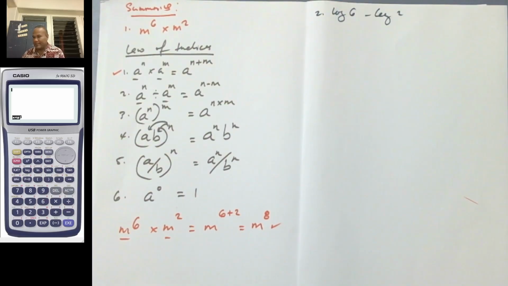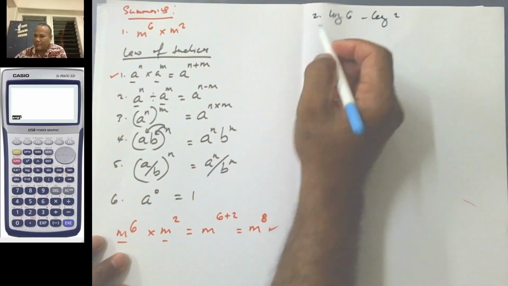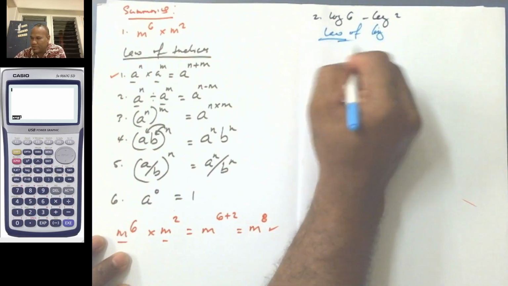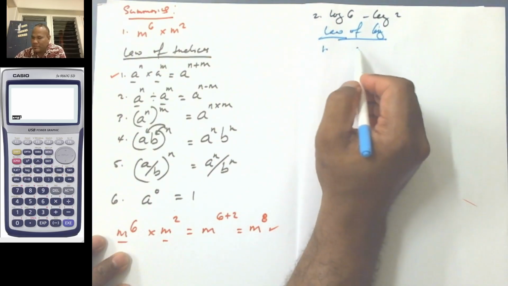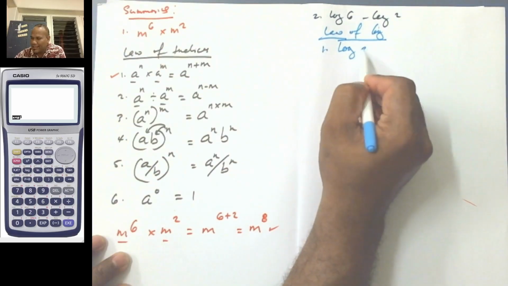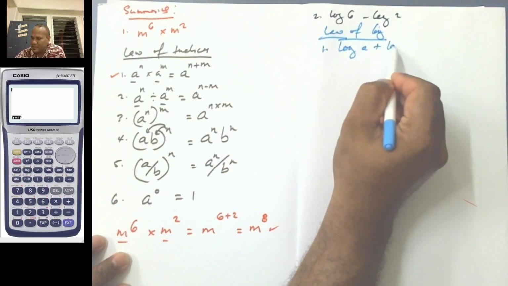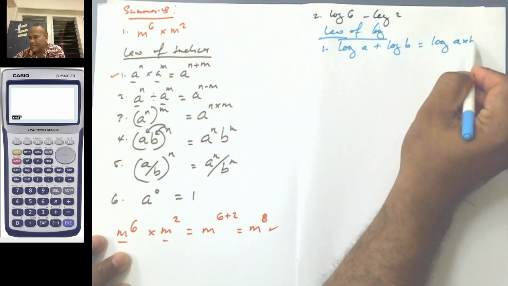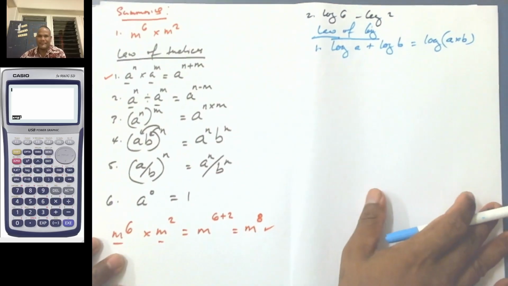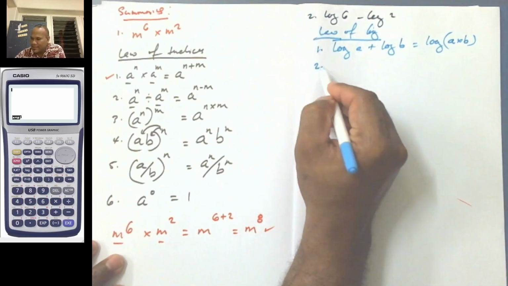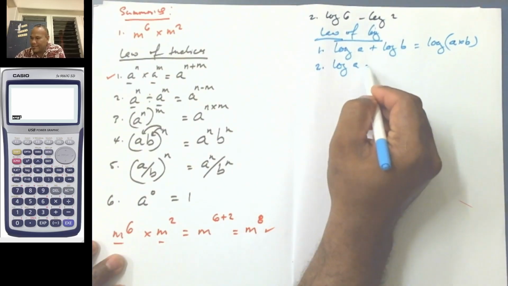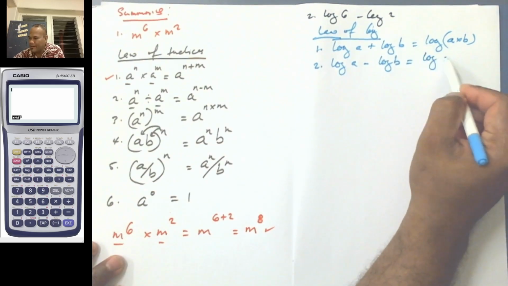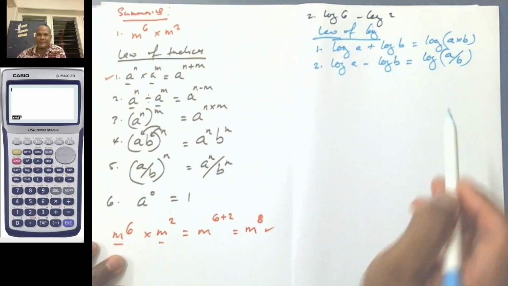We'll just look at the overview of the laws of log. The first law of logarithm says that log a plus log b is equal to log a times b, or log ab. The second law says log a minus log b is equal to log a divided by b.